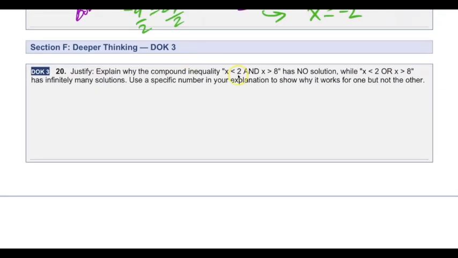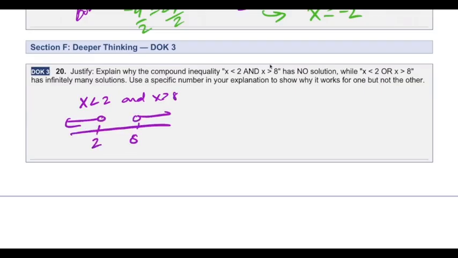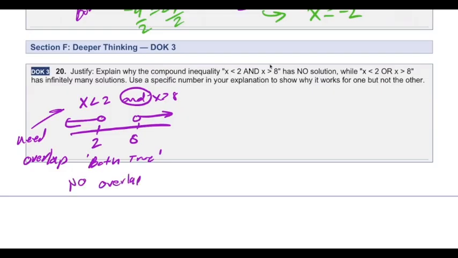Okay, last one. Explain why the compound inequality x is less than 2 and x is greater than 8 has no solution, while x is less than 2 or x is greater than 8 has infinitely many solutions. Use a specific number line to answer your question. So for the first one, x is less than 2 and x is greater than 8. If we draw a number line, here's 2, here's 8. Notice with an and, we need an overlap. That's where they're both true. So we're missing overlaps. That's why it's no solution. No overlap. They don't have a place where they're both true, so there's no and.